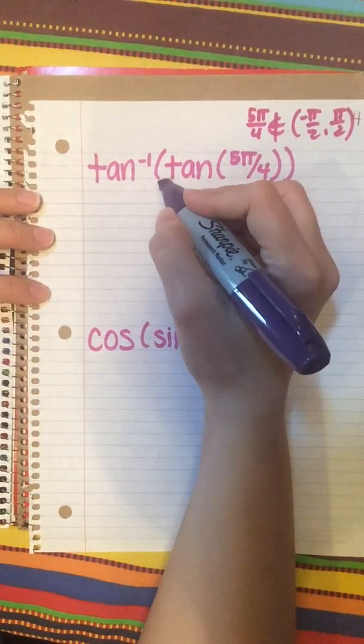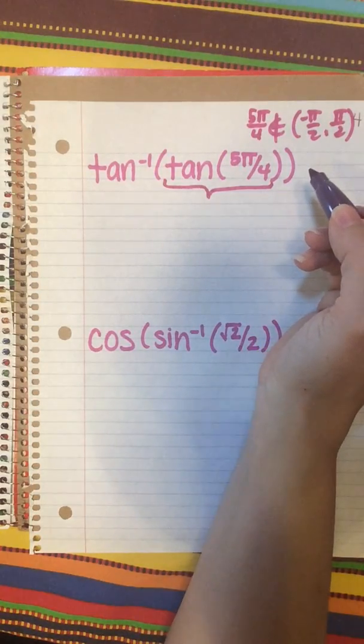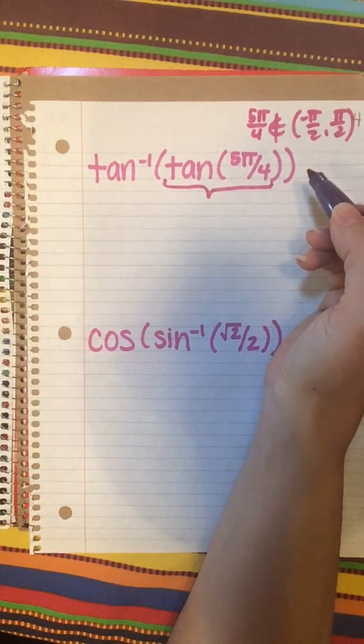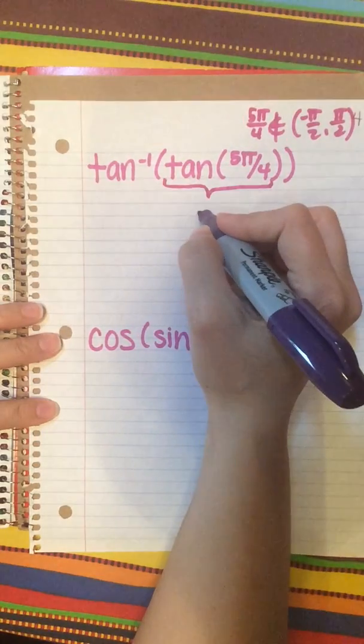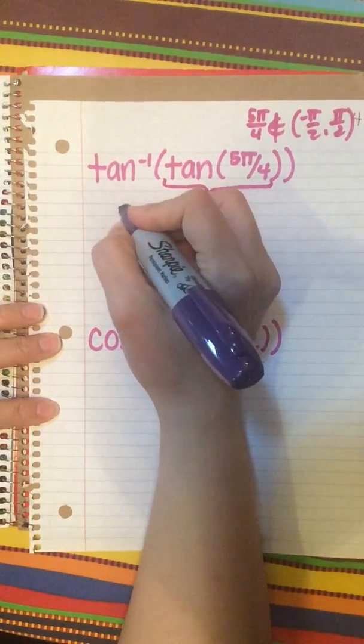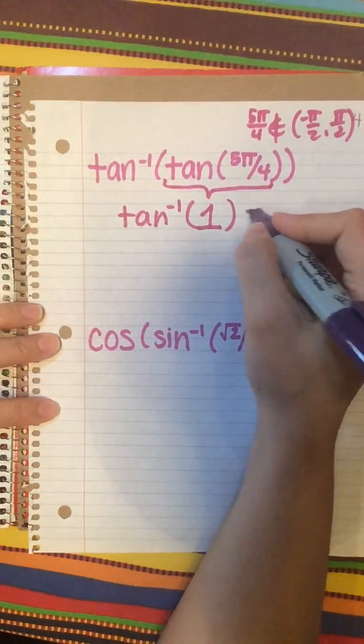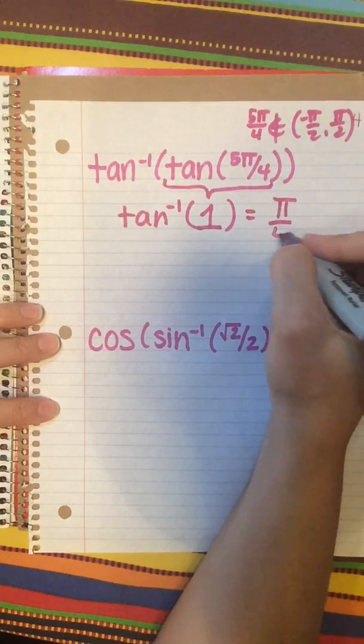Now, 5 pi over 4 is on the unit circle. And it is in the third quadrant, and tangent's positive in the third quadrant, so that inside function, that whole thing, is 1. So this becomes tan inverse of 1, and we actually just did that, so we know the answer is pi over 4.